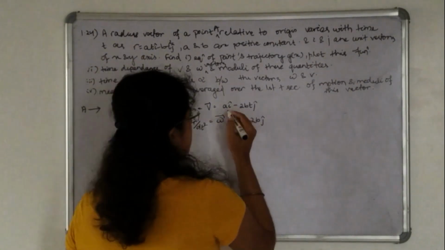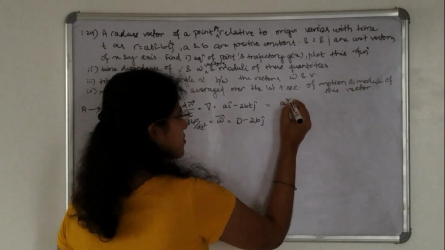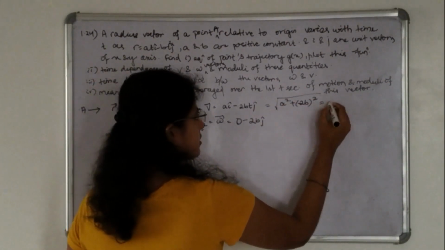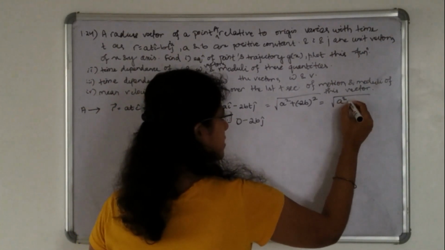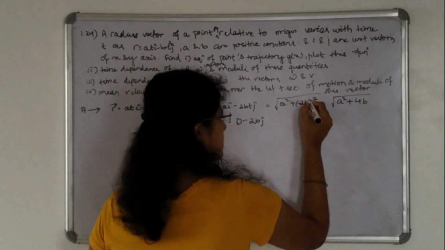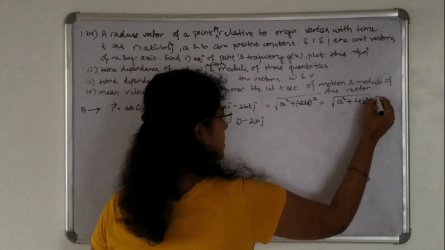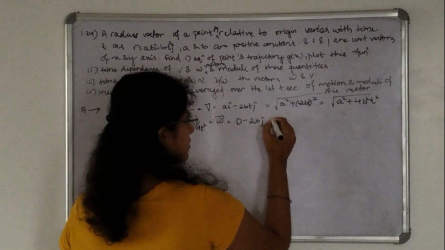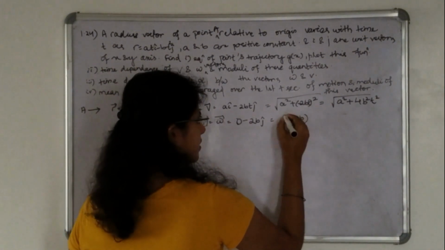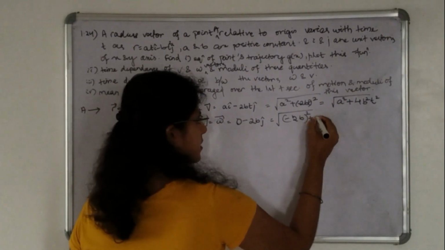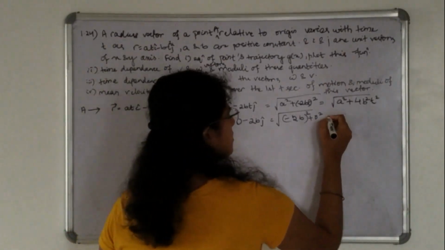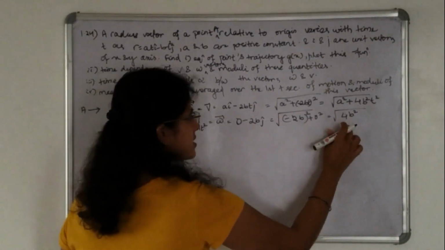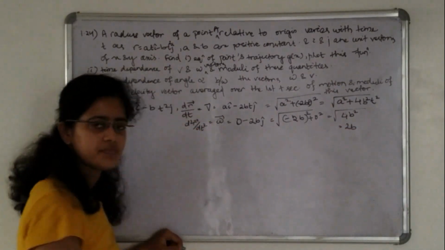Okay. So the modulus of this velocity is how much? Root over of a square plus minus 2bt whole square, that is root over of a square plus 4b square t square. Next we have to find the modulus of this acceleration vector, root over of minus 2b whole square plus 0 square, that is root of 4b square, which we can simply write as 2b.